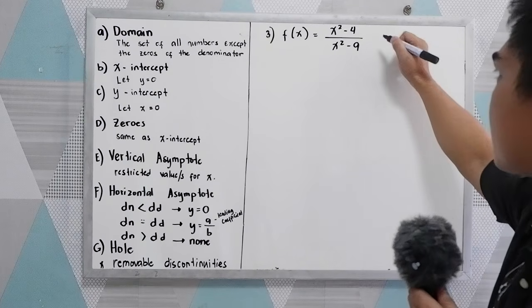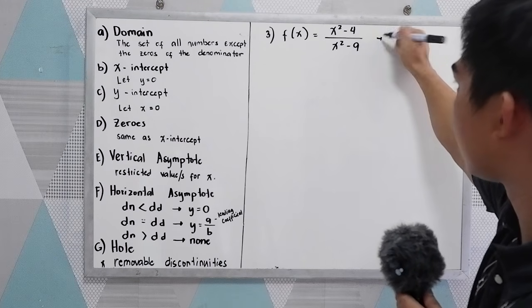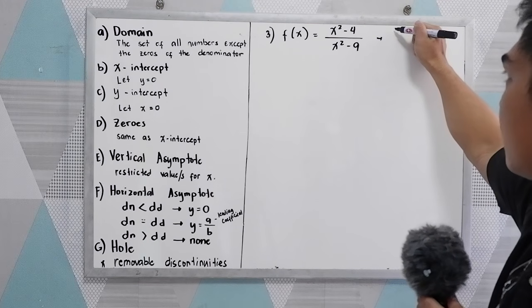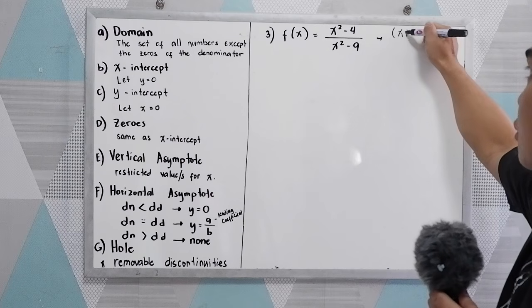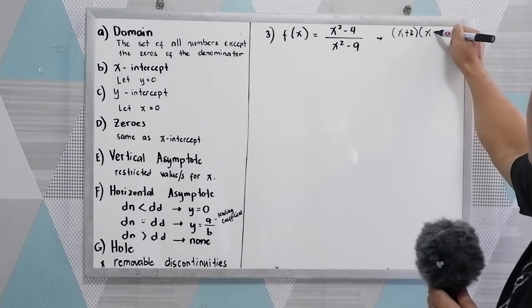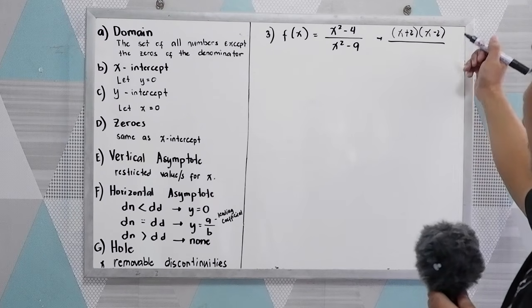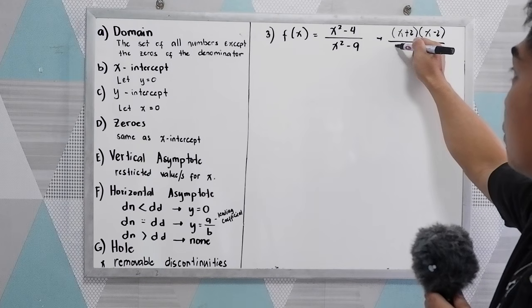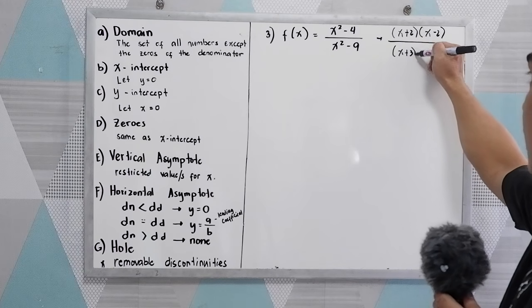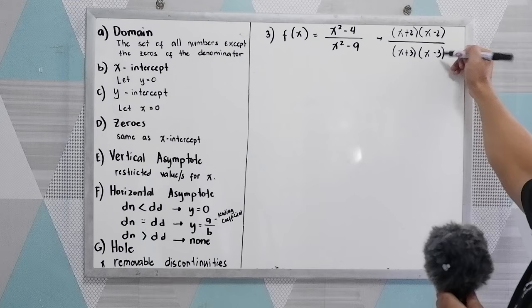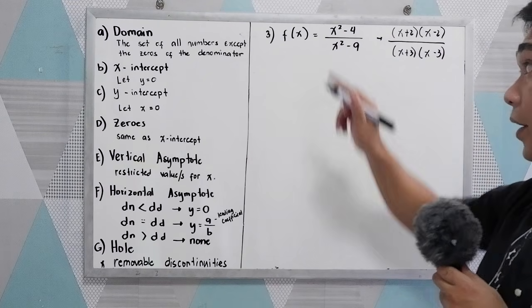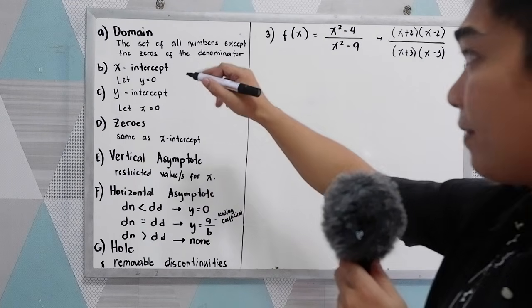Okay, let us first find the factored form of our given. In our numerator, that is (x plus 2)(x minus 2). And in our denominator, we have (x plus 3)(x minus 3), difference of 2 squares. Now, get the domain.